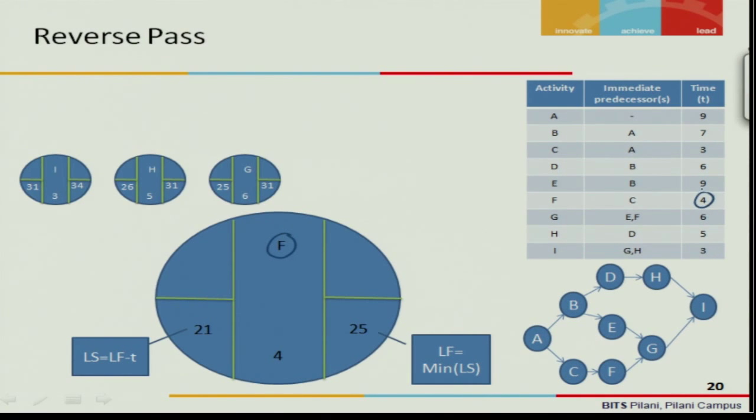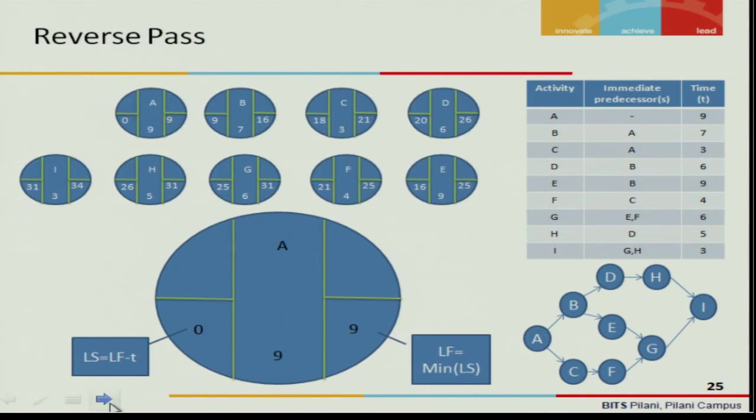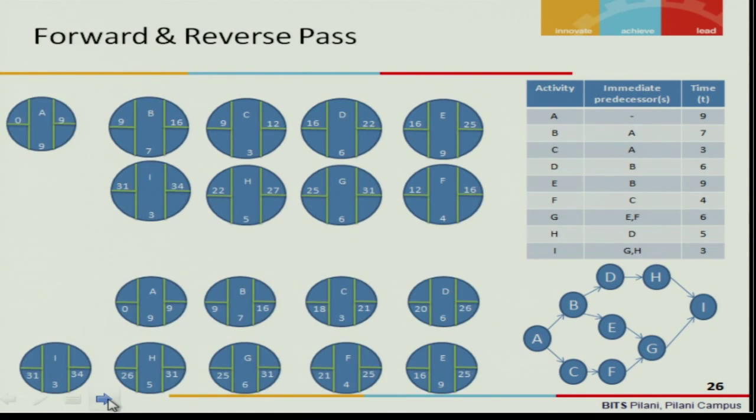F has got the value of 4 here, and the successor of F is G. G has got its late start as 25, and that becomes the late finish of F, and 25 less 4 is equal to 21, right? This way we compute for all the activities, and the entire set of nodes are captured here.